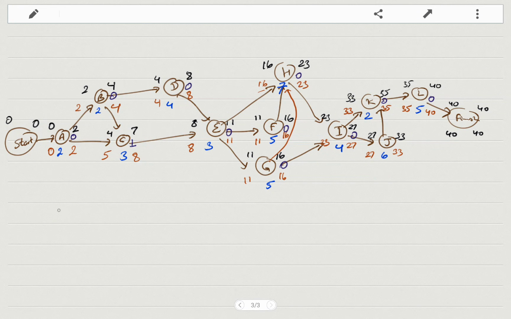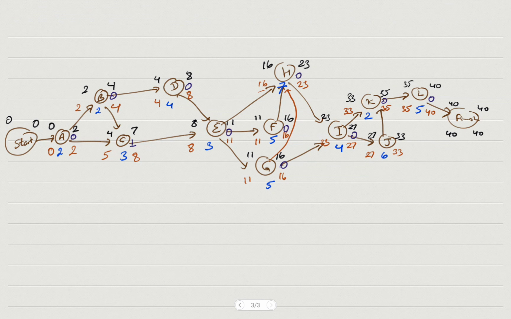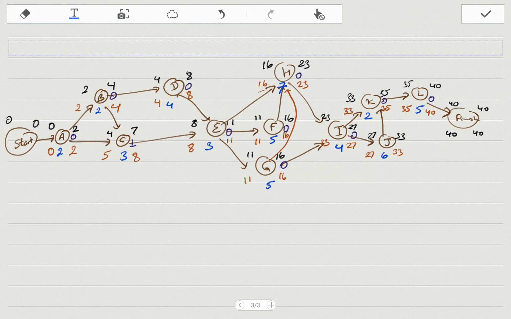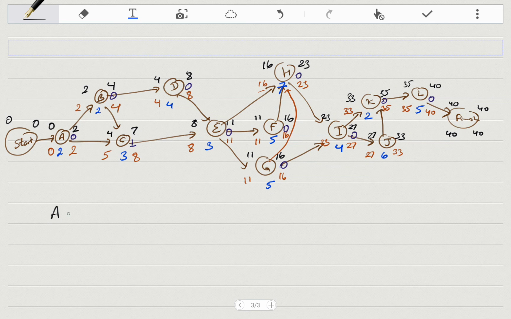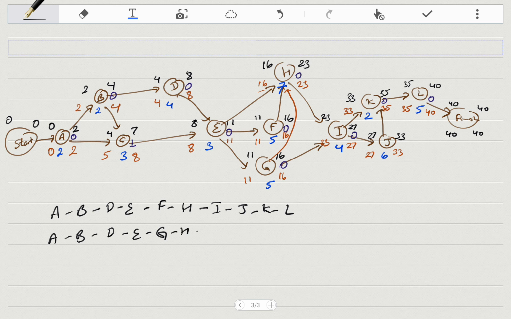The first critical path is A, B, D, E, F, H, I, J, K, and L. The next one is A, B, D, E, G, H, I, J, K, L. So the only difference is here, F and G.